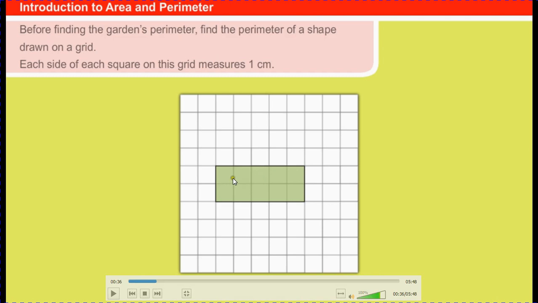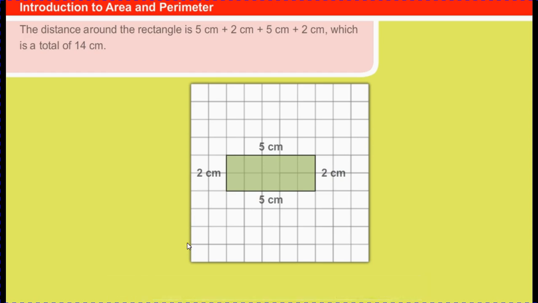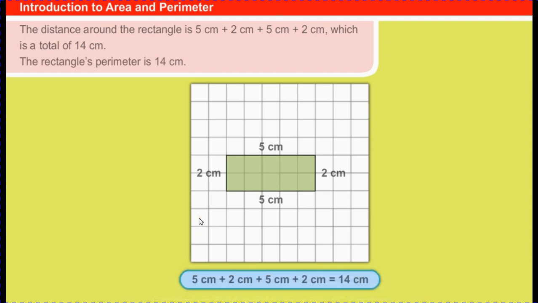Okay? Then the rectangle, you know, has equal opposite sides. Then let's see. We have here 5, and there 2, here 5, here 2. If you get the total, it will be 5 plus 2 plus 5 plus 2. It will be what? Yes, it will be 14 centimeters. That's the perimeter of our shape. Then the perimeter is the length around your shape.